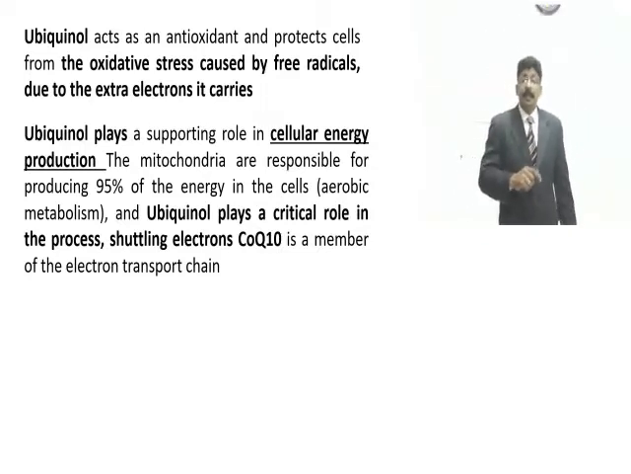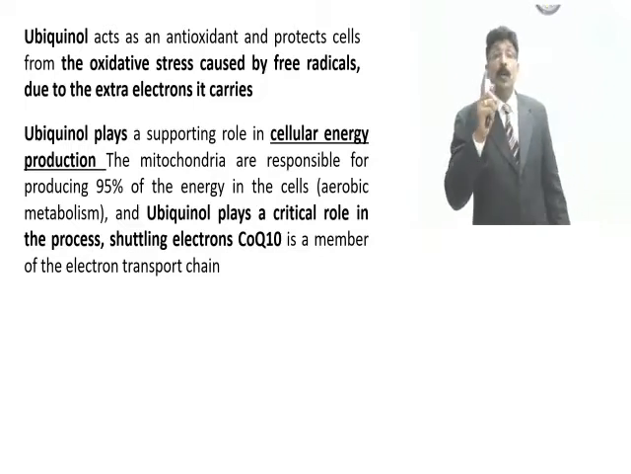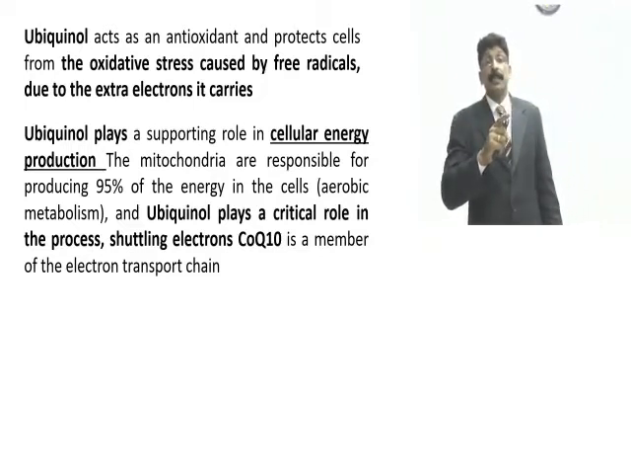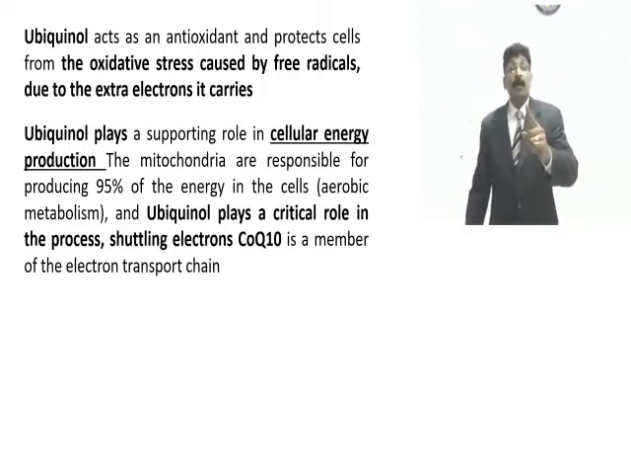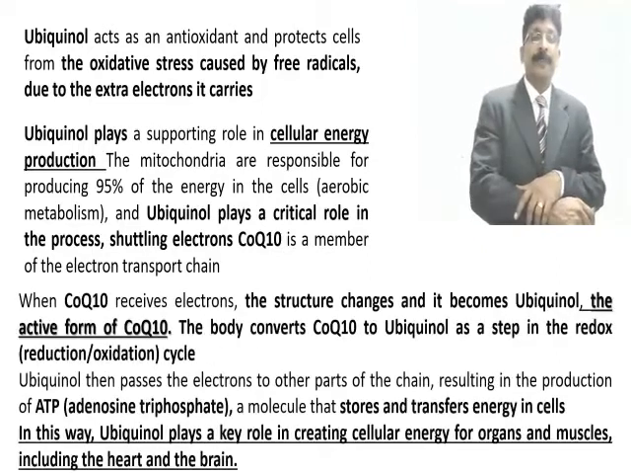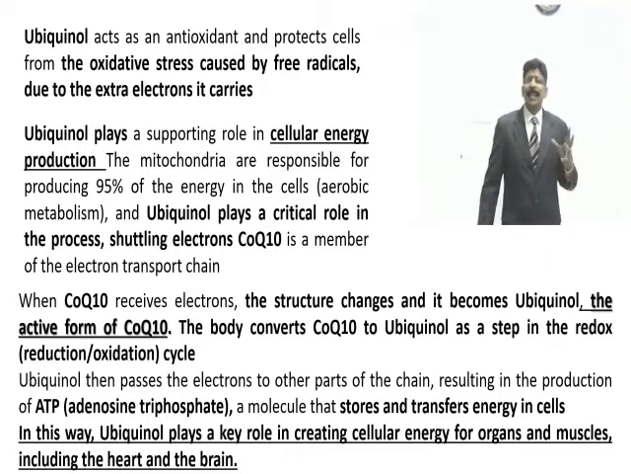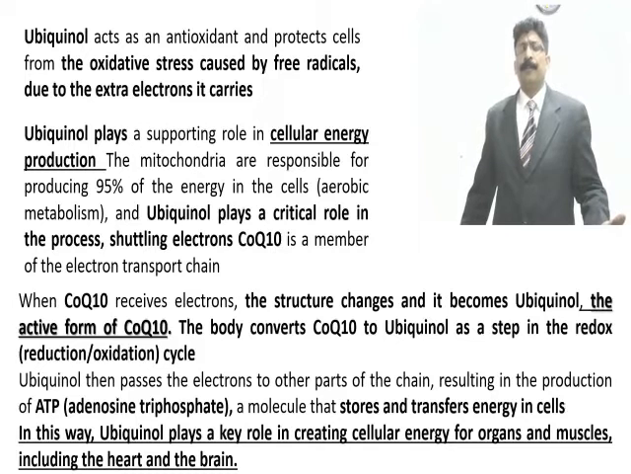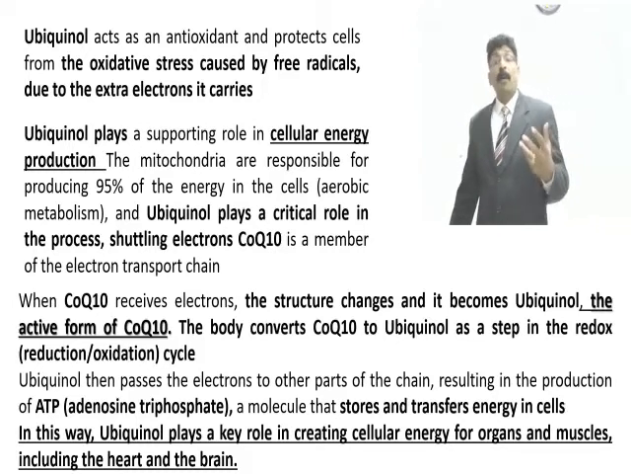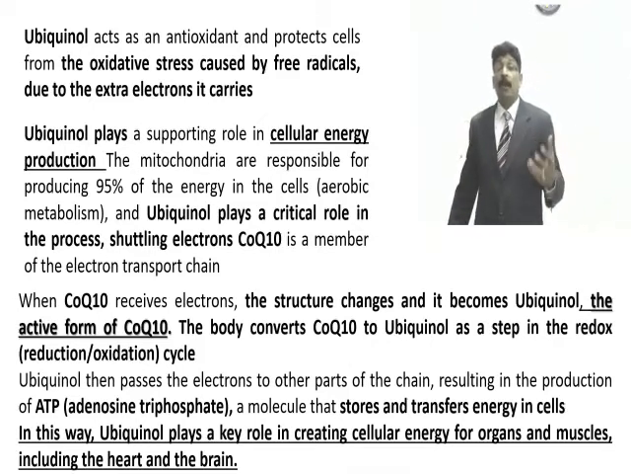Ubiquinol, or coenzyme Q10, plays a critical role in the production process, shuttling electrons. Coenzyme Q10 is a member of the electron transport chain. When coenzyme Q10 receives an electron, the structure changes and it becomes ubiquinol, the active form of coenzyme Q10. Ubiquinol is the active form of coenzyme Q10.